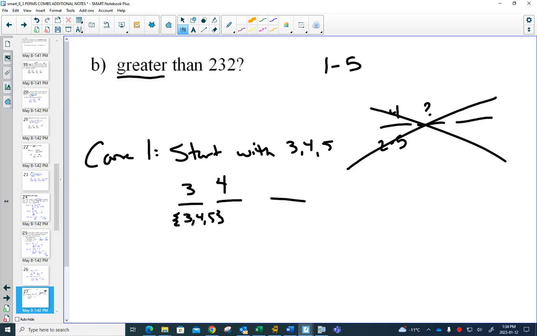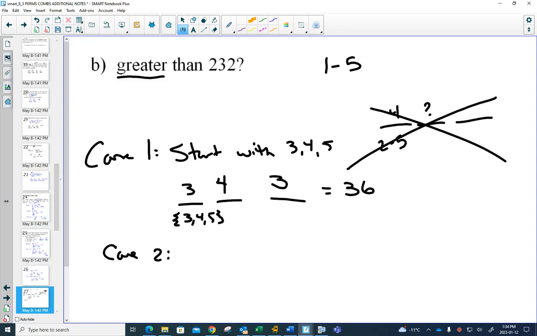Now, after I've chosen that second digit, does it make sense that there would be only 3 choices for my third one? Because now you've used up 2 numbers. You don't know which 2, but you would still have 3 left. 9 times 4, 36 in total.